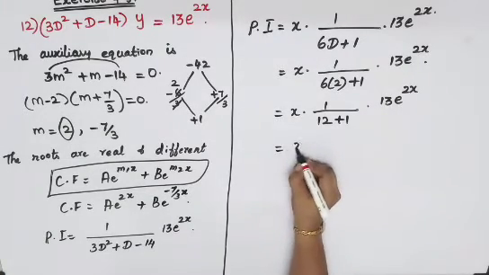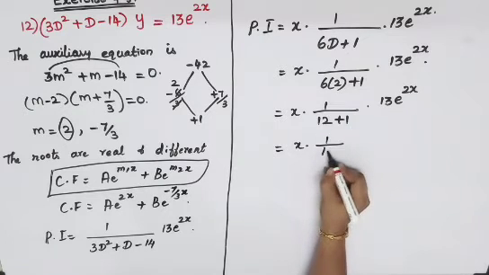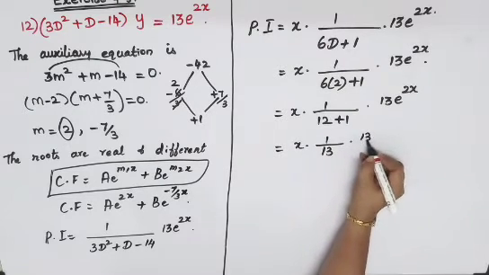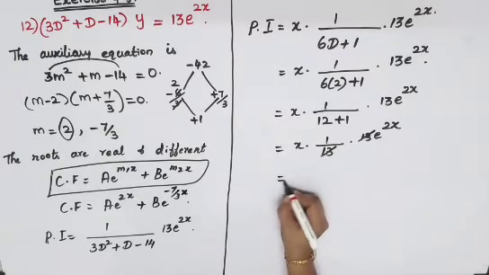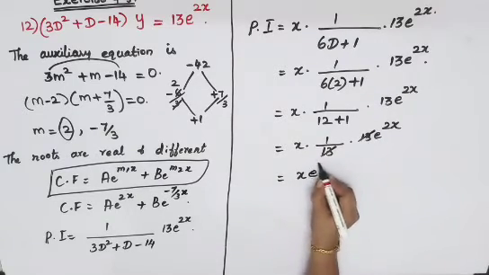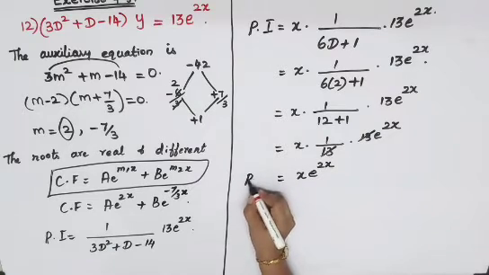So that is equal to x into 1 by 13. Again we have got 13 e power 2x. So this 13 and 13 you can cancel. So x e power 2x is your PI.